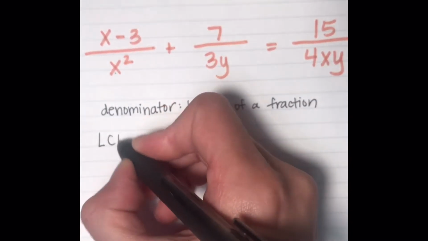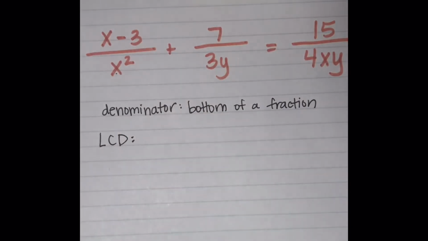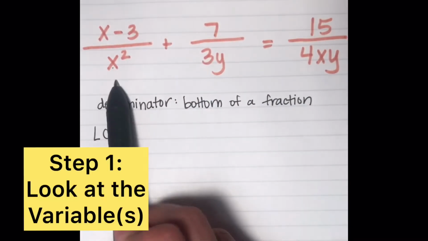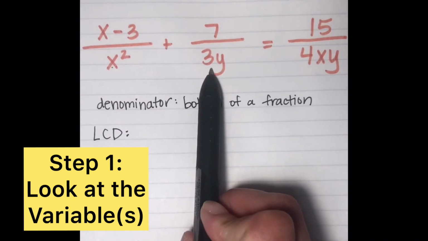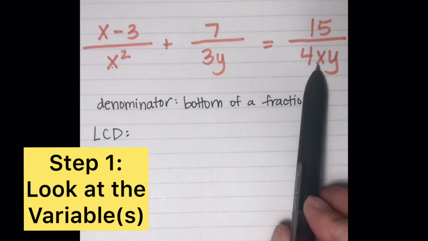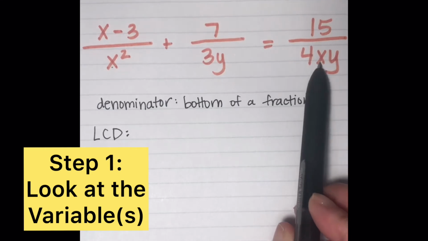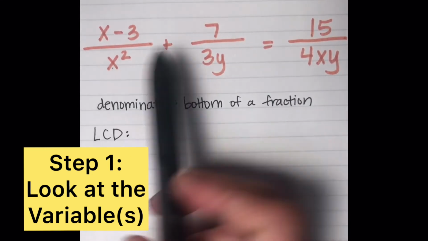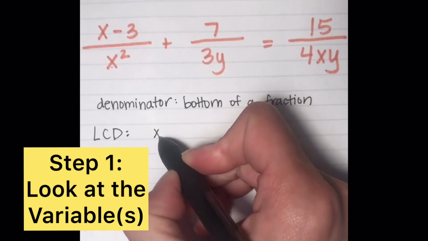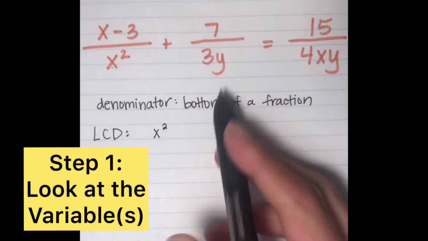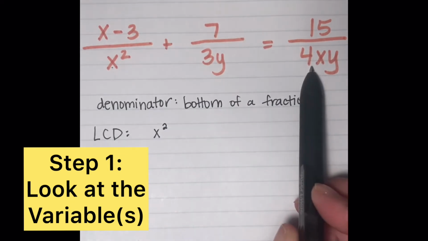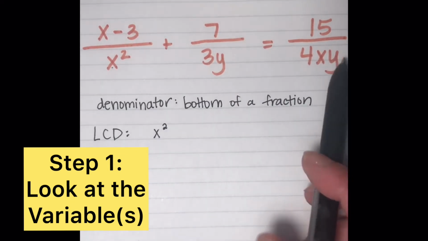So to determine the smallest thing all three things can turn into, let's look at x's first. So this one has an x squared, this one doesn't have any x's, and this one has an x. The easiest thing that we could get all of these things to turn into would be this x squared. So I know that my least common denominator is going to have x squared in it. We could easily multiply this one by x squared, bam. We could easily multiply this one by x, bam.